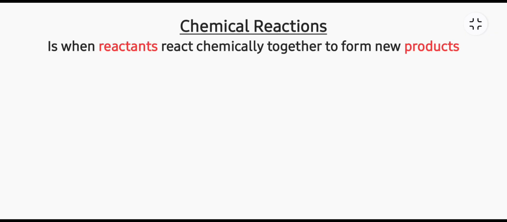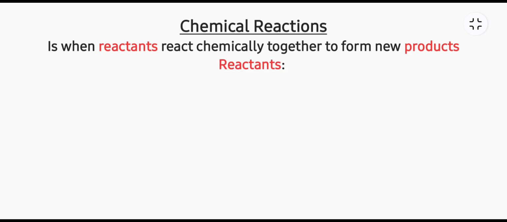So what are chemical reactions? Chemical reactions, we say, is when reactants react chemically together to form new products. So chemical reaction ke ha the reactants react chemically together to form new products.